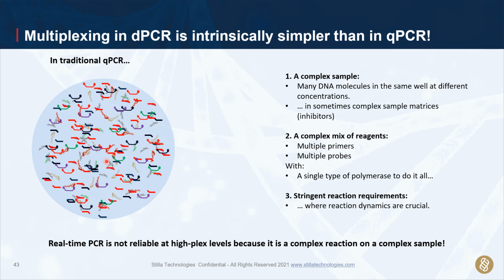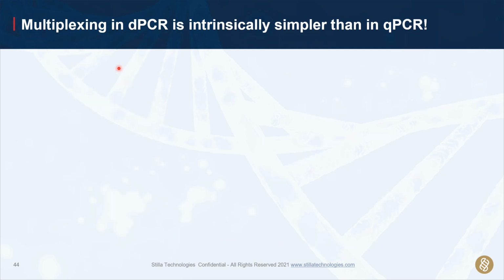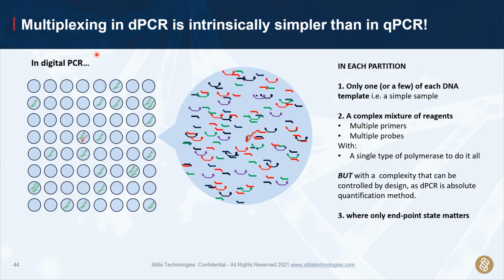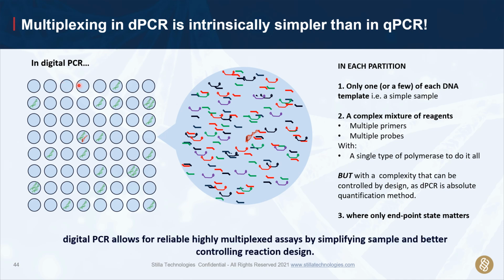But if we take a look at digital PCR as an alternative, you can see that this process is intrinsically a lot simpler. We now have individual reaction vesicles that contain few or lower copies of DNA present in that sample. There's a less complex mixture of primers and probes present in each sample. And there's only one endpoint state that matters. Is the sample present or is it absent at the end of the day?